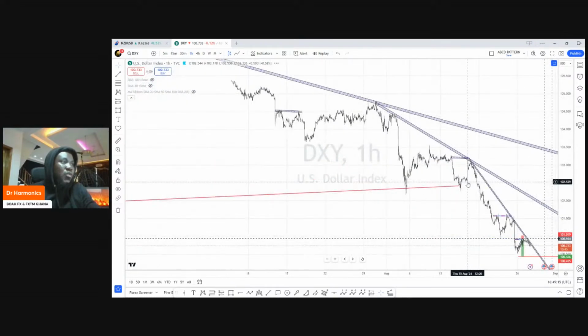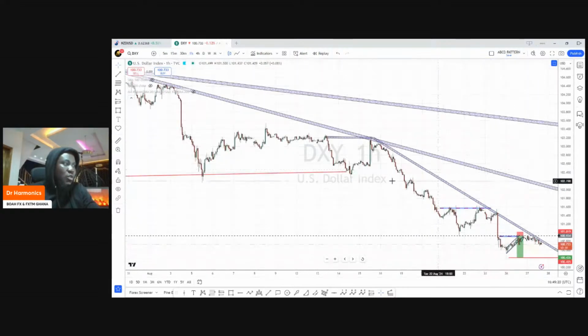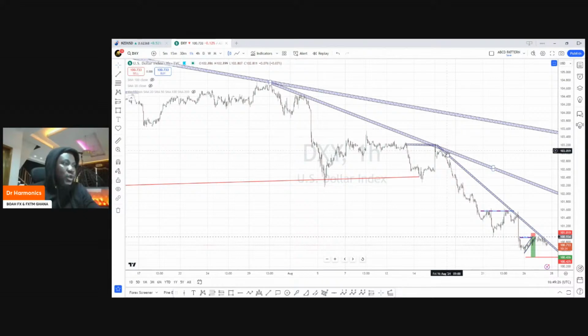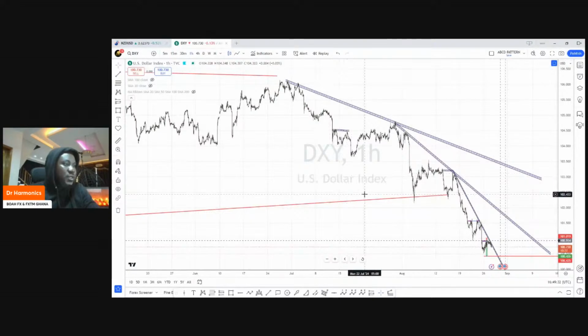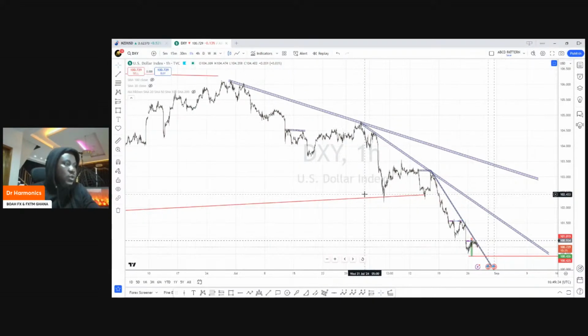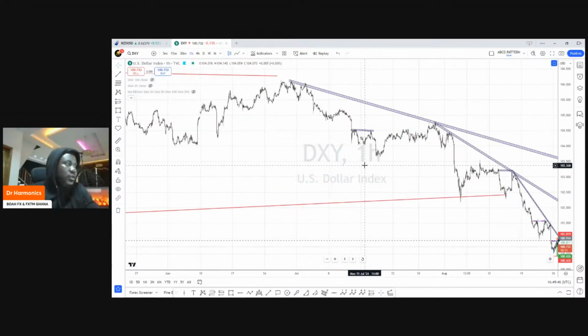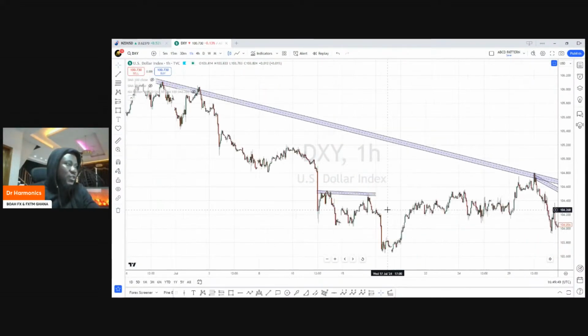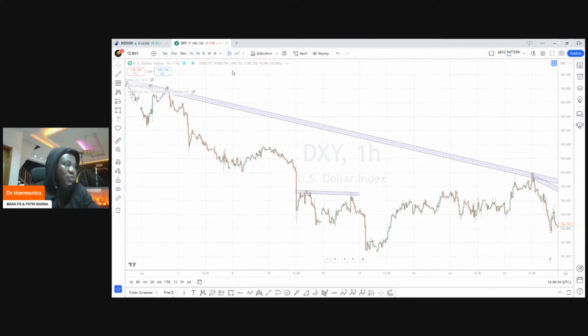So now, look at what I saw with DXY. When we had the impulsive move, when we had this sharp move, I saw a similar pattern. When we saw this sharp move, it came up and consolidated at this zone. Now look at this move here. When it broke, we had this impulsive move. Let me go to the 4-hour.